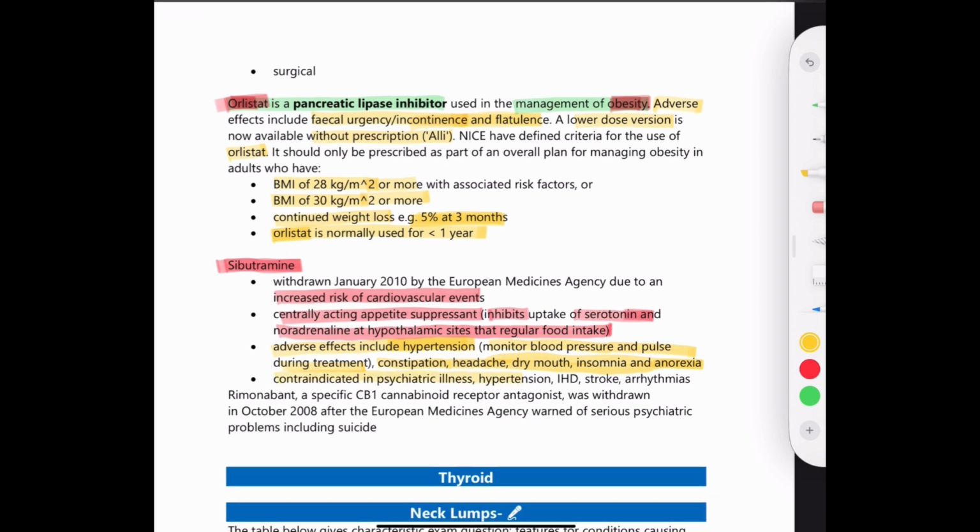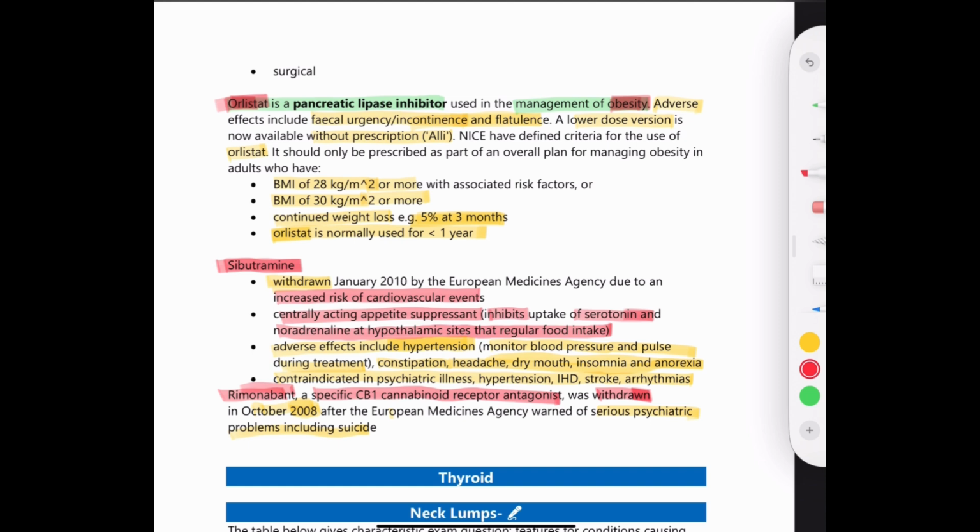It is contraindicated in people with psychiatric illness, hypertension, ischemic heart disease, stroke, and arrhythmias. Rimonabant, a specific CB1 cannabinoid receptor antagonist, was also withdrawn in October 2008 after the European Medicines Agency warned of serious psychiatric problems, including suicide.